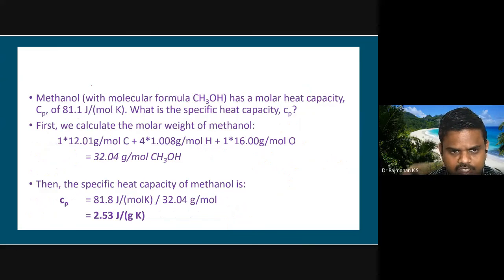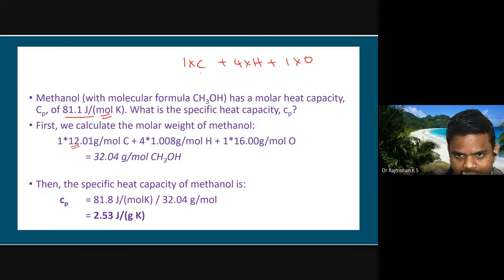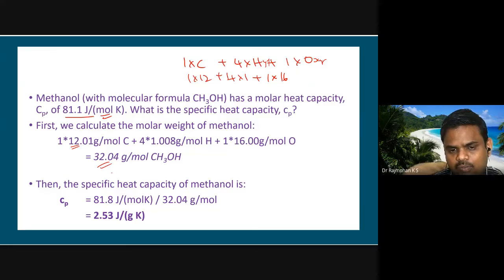For example, if you consider methanol with molecular formula CH3OH, it has a molar heat capacity of 81.1 joules per mole Kelvin. What is the specific heat capacity? So first we will calculate the molar weight of the methanol, 4 into 1 plus 1 into 16, plus 12. So that will give us the molecular weight of methanol, 32.04.